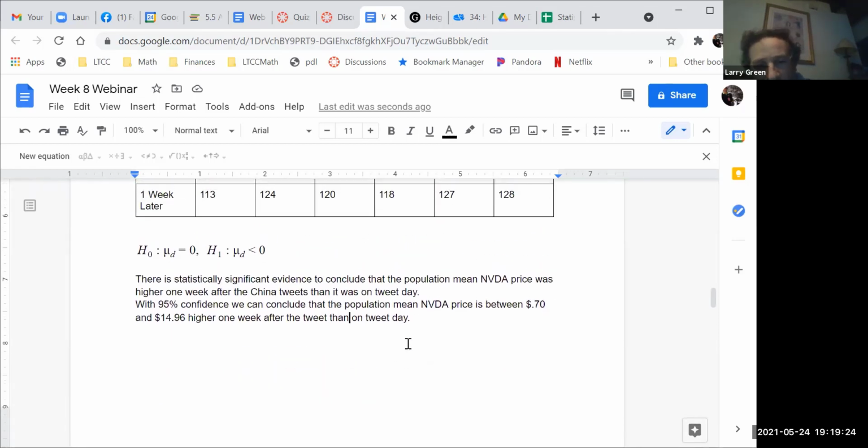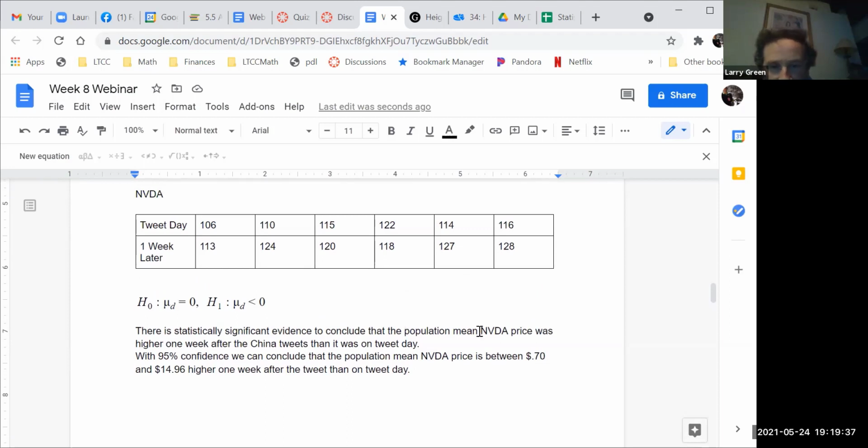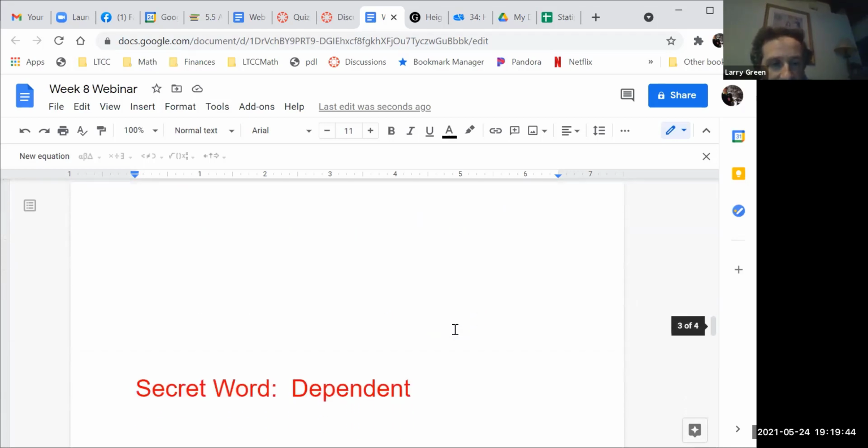And you have to have the words population mean if you're talking about a mean. Population proportion if you're talking about a proportion. And don't get those mixed up. You lose points if you mix them up. So if you did this one and you wrote proportion instead of mean, I take off points. Any questions on that?